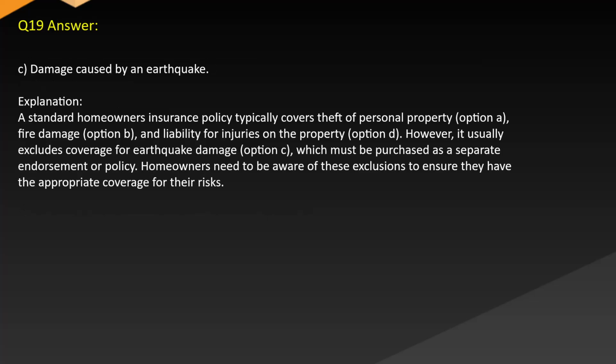Answer: C. Damage caused by an earthquake. Explanation: a standard homeowners insurance policy typically covers theft of personal property, option A, fire damage, option B, and liability for injuries on the property, option D. However, it usually excludes coverage for earthquake damage, option C, which must be purchased as a separate endorsement or policy. Homeowners need to be aware of these exclusions to ensure they have the appropriate coverage for their risks.